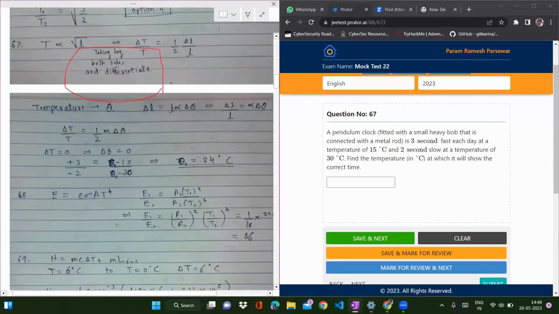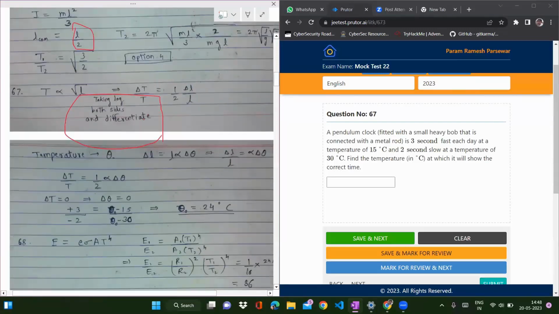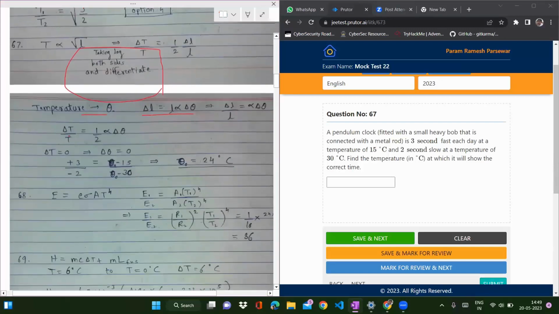Now we can have this relation in the context of temperature, as L will be dependent on the temperature theta. We have the relation delta L equals L alpha delta theta, the expansion of the length due to the change in temperature. So delta L by L will be alpha delta theta. So we can write delta T by T equals half alpha delta theta. Now we have got the relation.